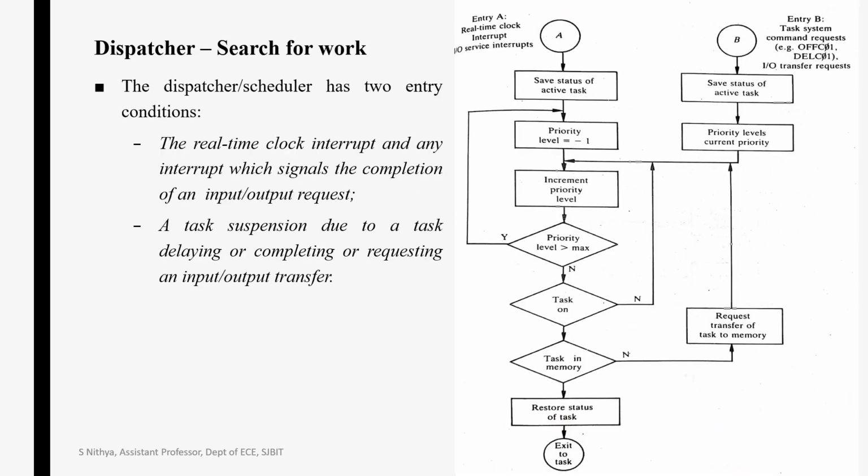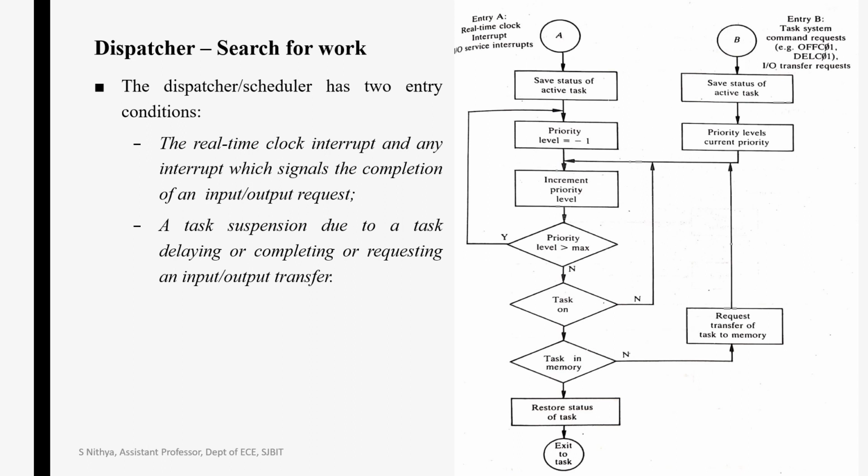Okay, and what is a dispatcher? The dispatcher scheduler has two entry conditions. What are the entry conditions? The real time clock interrupt, and any interrupt which signals the completion of an input output request. So the task suspension is due to the task being delayed, completing, or requesting an input output transfer. Here you can see the entry point, which is nothing but a real time clock interrupt service routine. It is nothing but an interrupt.